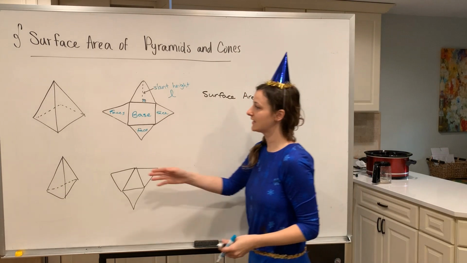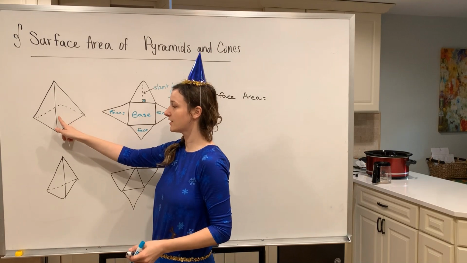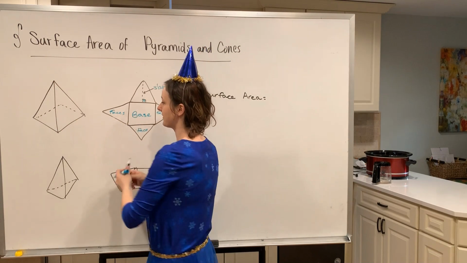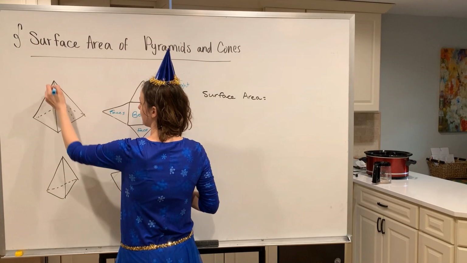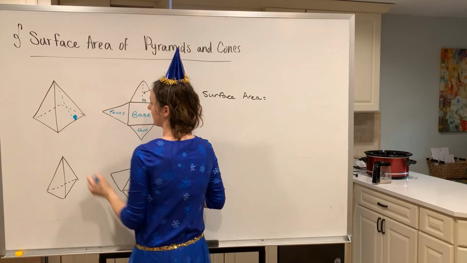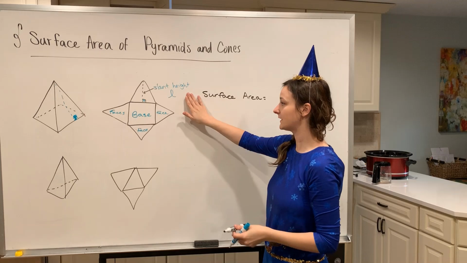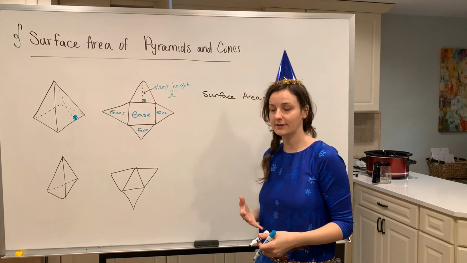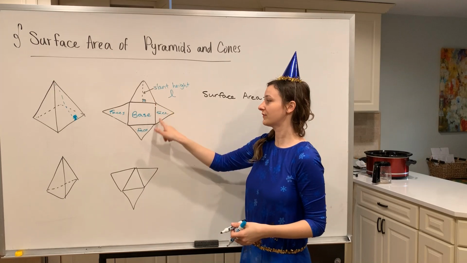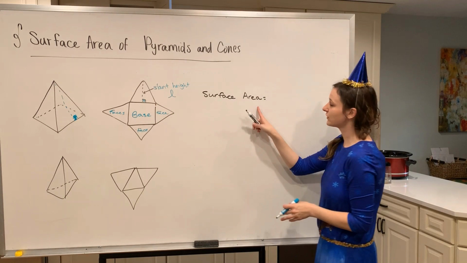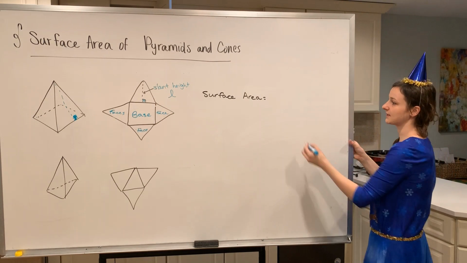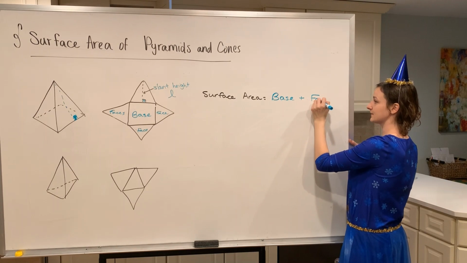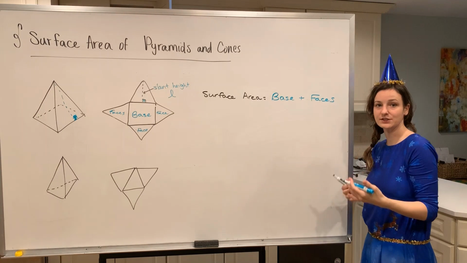Okay? Because it's not necessarily the height of the pyramid, that would come from the center all the way to the top. The slant height comes from the base here all the way to the top at a right angle, okay? So we use the slant height and one of the sides of the square in order to find the area of each of the faces, okay? So for surface area, my surface area is going to be the base area plus my faces, okay? And the number of faces can change.